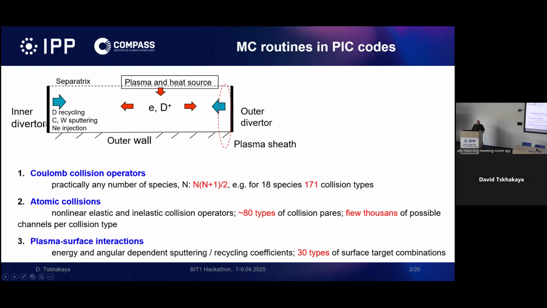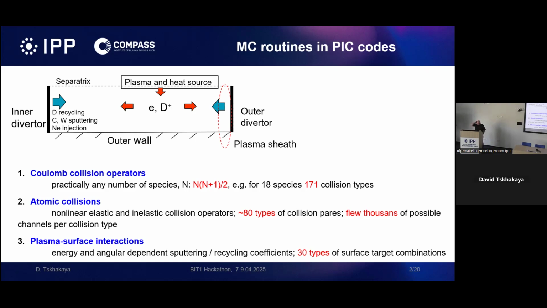So you have a plasma here. Plasma is coming to the wall, and there is a plasma surface interaction starting when its particles are absorbed at the wall. So you have plasma surface interaction modules. You need to have it. Then these plasma particles interact with each other via Coulomb collisions, so you need Coulomb collision operators. And then, of course, when these particles are released from the wall, then you have atomic collisions. So you need three different modules. One is responsible for Coulomb collisions, another is atomic collisions, and third is plasma surface interactions.